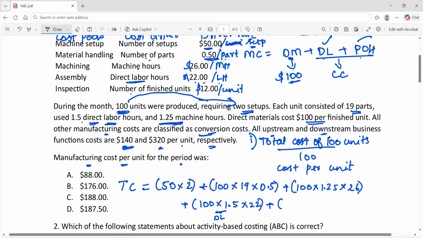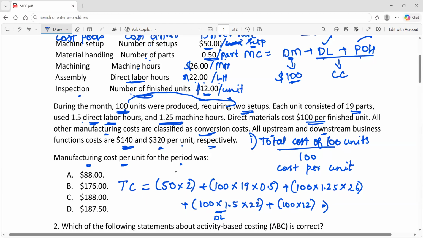Plus number of inspection costs. For 1 unit, we spent $12. So totally how many units we produced? 100 units because the number of finished goods is the cost driver itself. So for every 1 unit of production, we have spent $12. So for 100 units, it will be 100 into 12.